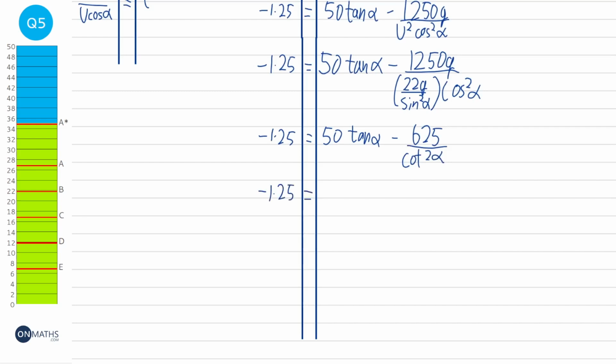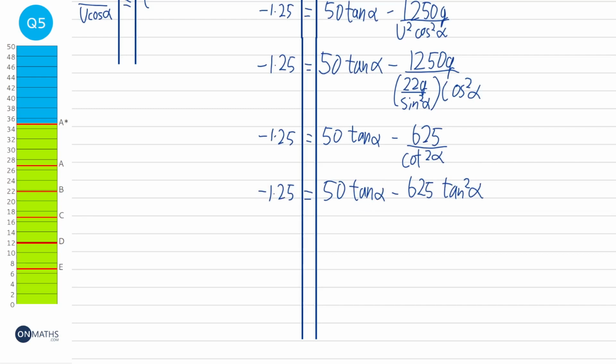And we know that cot is obviously 1 over tan, so we can rewrite that again to 625 tan squared alpha. Now straight away we're looking at this going, oh, this looks like a quadratic, because we've got kind of a number term, an x term, and an x squared term. Obviously instead of x it's in terms of tan.